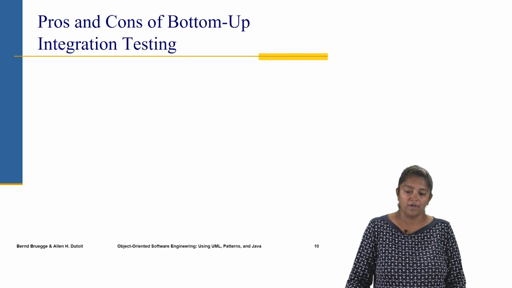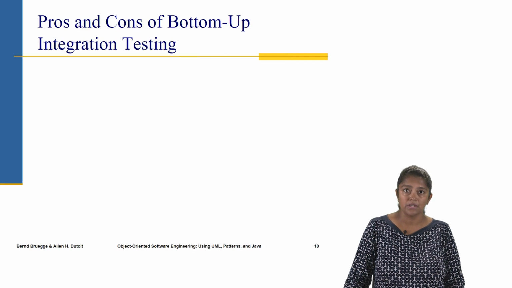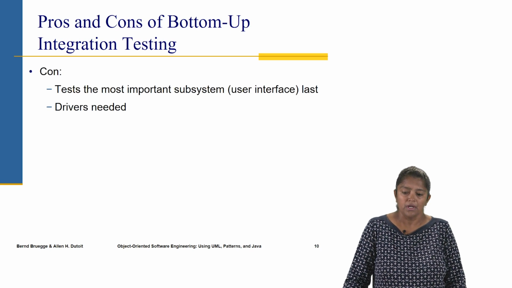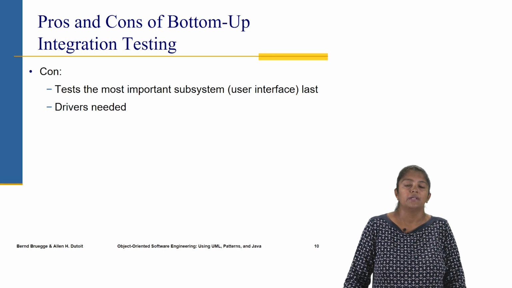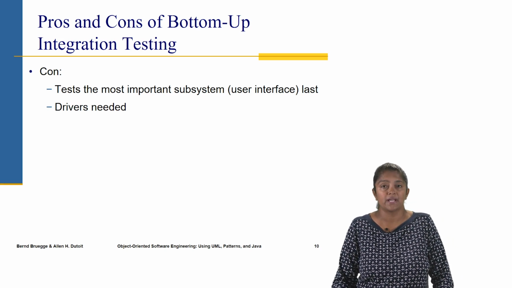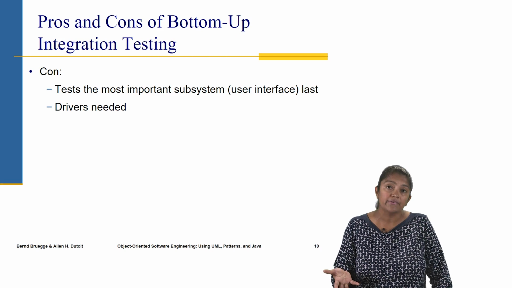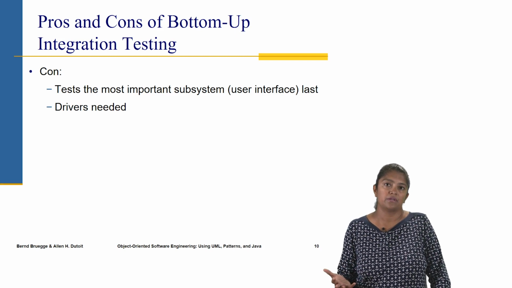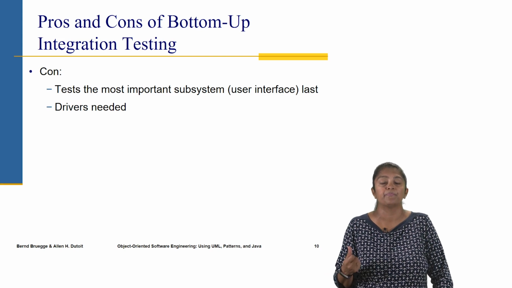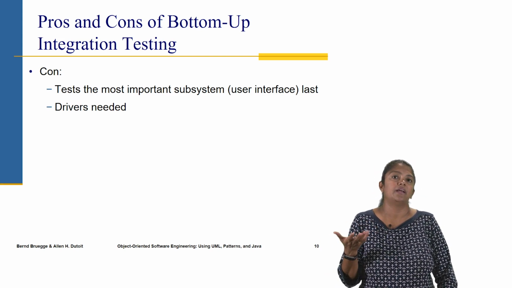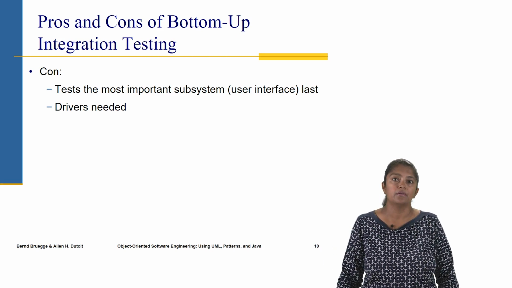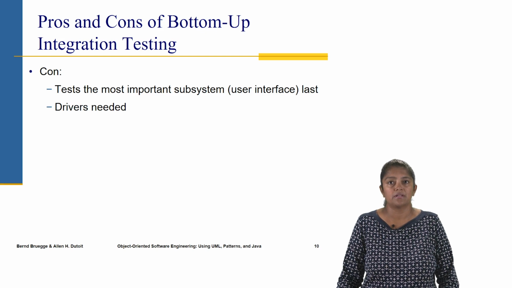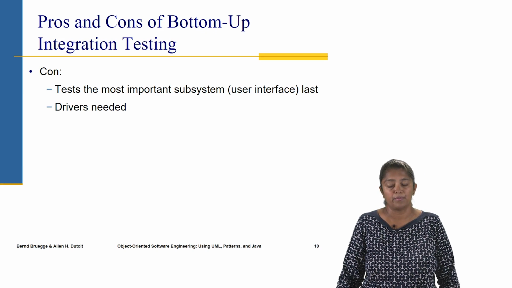As with any other strategy, there are pros as well as cons of this bottom-up testing procedure. The cons are that usually the most important subsystem is considered to be the topmost layer, the user interface, because that's the one that the users are directly interacting with. That's the one exposing the main functionality or features of the system. And with this strategy, that's the layer that gets tested at the very end, whereas it's considered the most important. The second disadvantage is that a number of drivers are needed and have to be written.